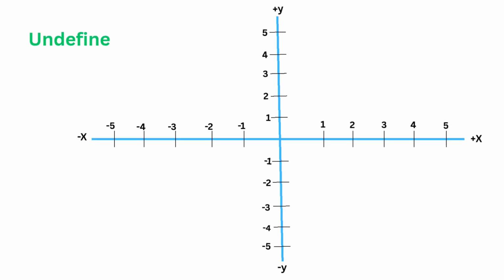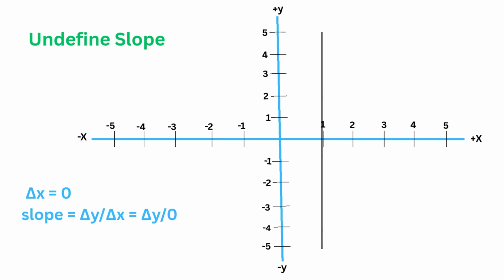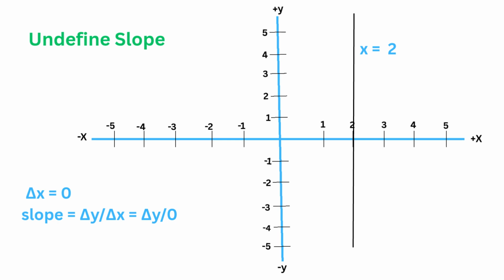Finally, if the slope is undefined, it means we're dealing with a vertical line. Here, the change in x is 0, and since dividing by 0 isn't possible, the slope can't be calculated, so we call it undefined. For example, the equation x equals 2 gives a vertical line passing through point 2 on the x-axis, and that line has an undefined slope.